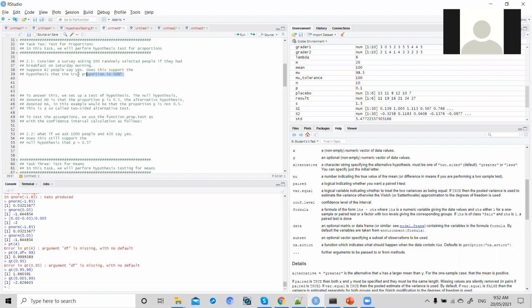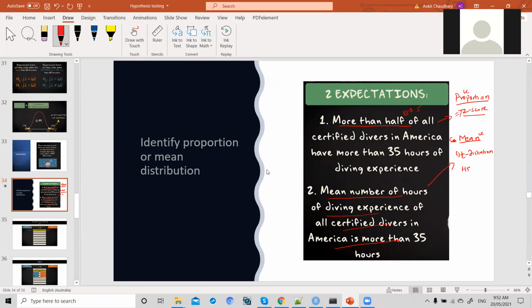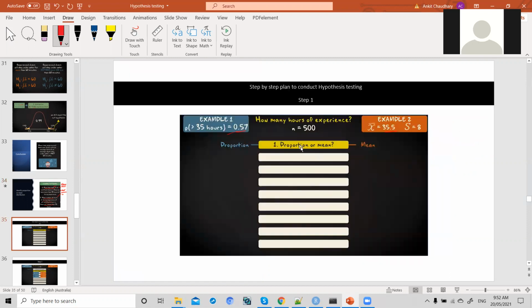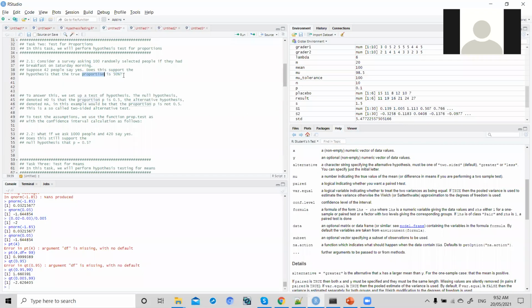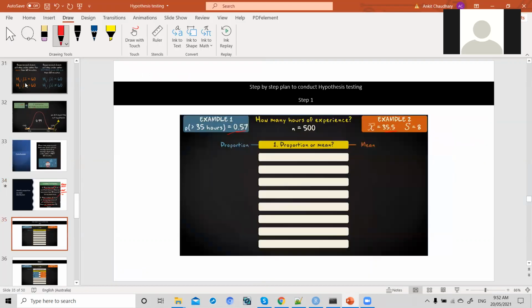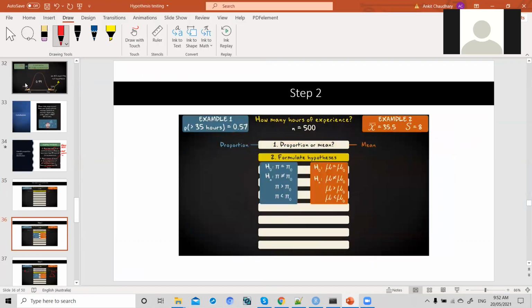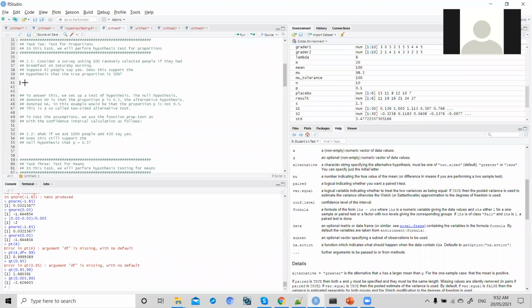So does this support the hypothesis that the true proportion is 50%? This would be your proportion, right? So the first step we have figured out is that this example is a proportion. The second step is to write the null and alternative hypothesis. So here what would be your null and alternative hypothesis?